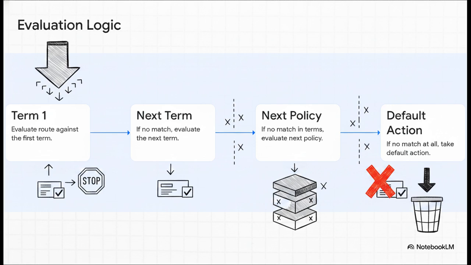But if it doesn't match, it falls down to term 2. If it exhausts every single term in that policy without a single match, it drops down to the next policy in the chain. And if it makes it through every single term of every single configured policy without matching a thing, the router just shrugs and applies the protocol's default action that we just talked about.